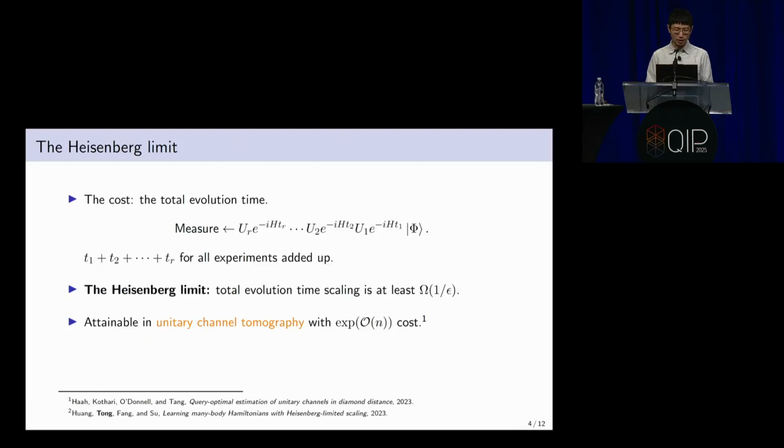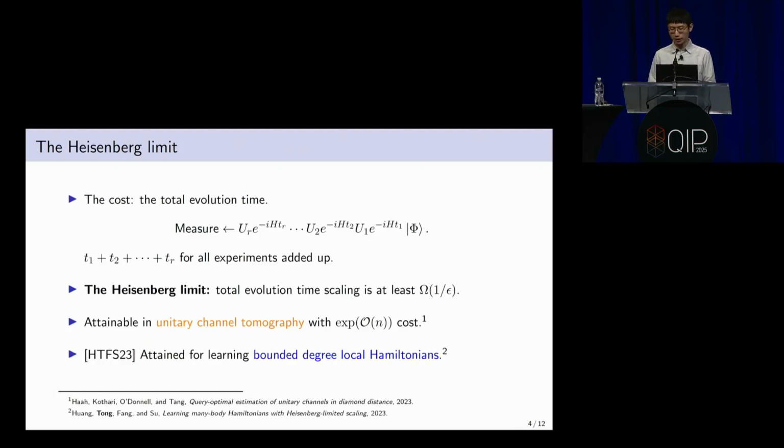We know this limit is attainable in unitary channel tomography, which means if you have a unitary and want to learn it to precision epsilon in some appropriately chosen norm, you can do that with cost 1 over epsilon. However, in this very general problem, we know nothing else about the unitary besides the fact that it is a unitary, so you naturally pay an exponential cost. This is the thing we want to avoid in the Hamiltonian learning scenario. So we want everything to be poly(n).